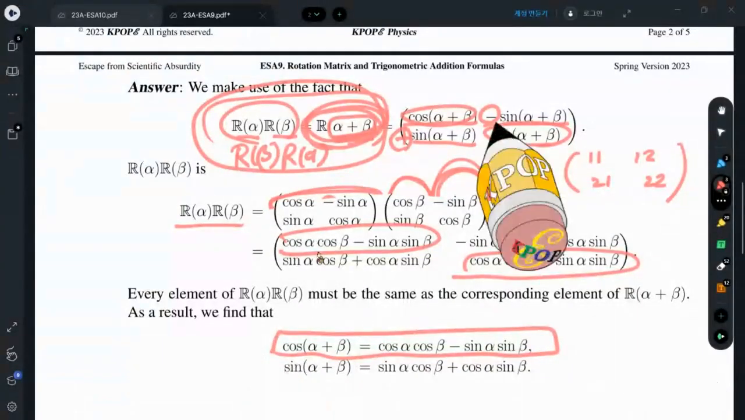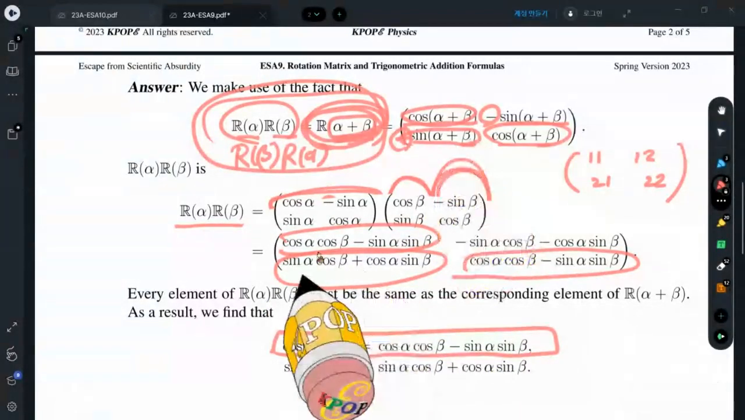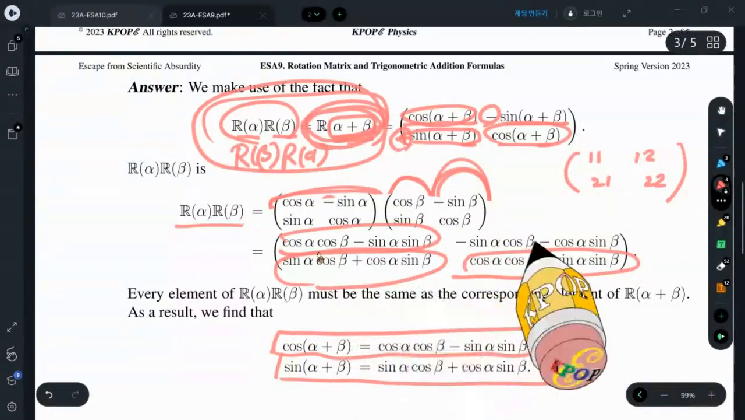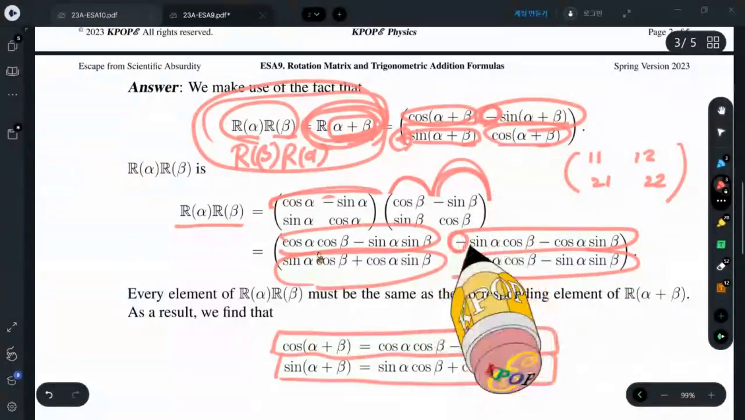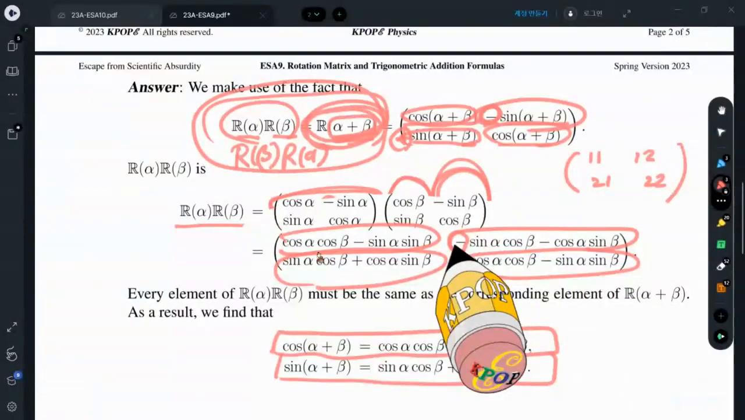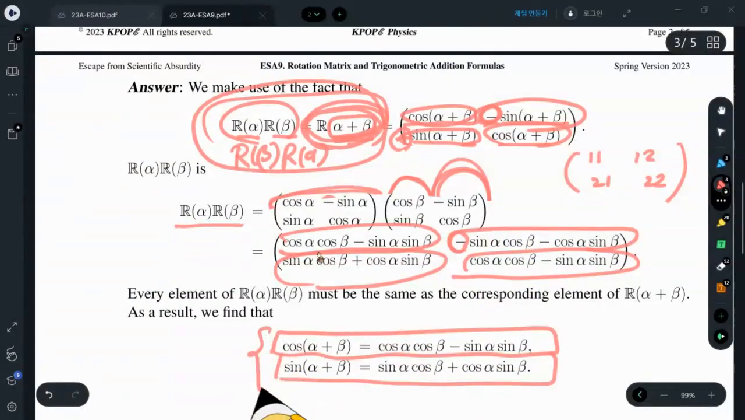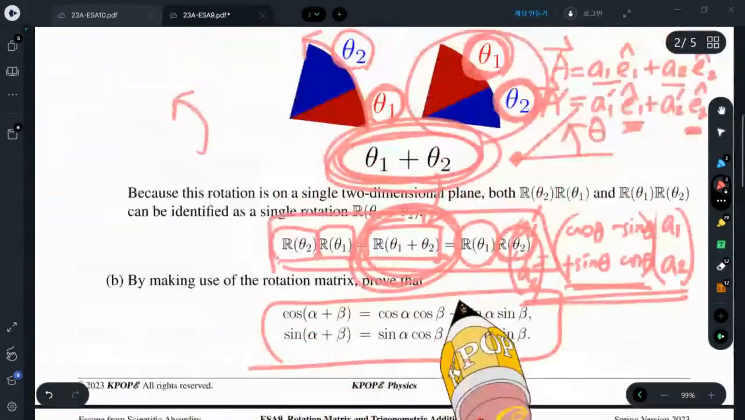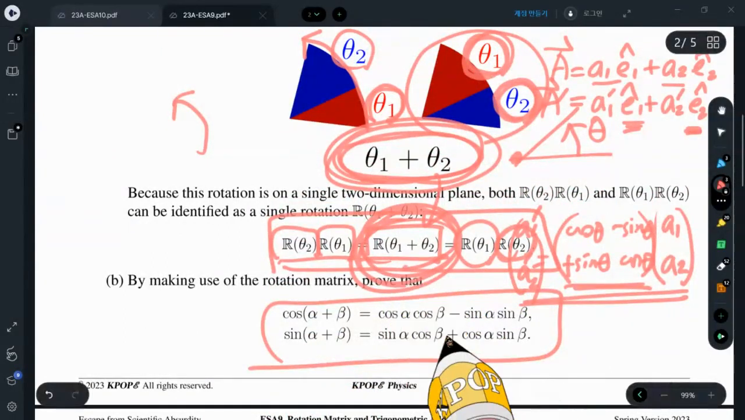In addition, we can compare this and this. The sine of alpha plus beta is sine, cosine, plus cosine, sine. And the other one, they are the same, except that we have a total negative sign. Therefore, we have proved these addition formulas for the trigonometric functions by making use of the commutative relation of the product of the rotation matrices.